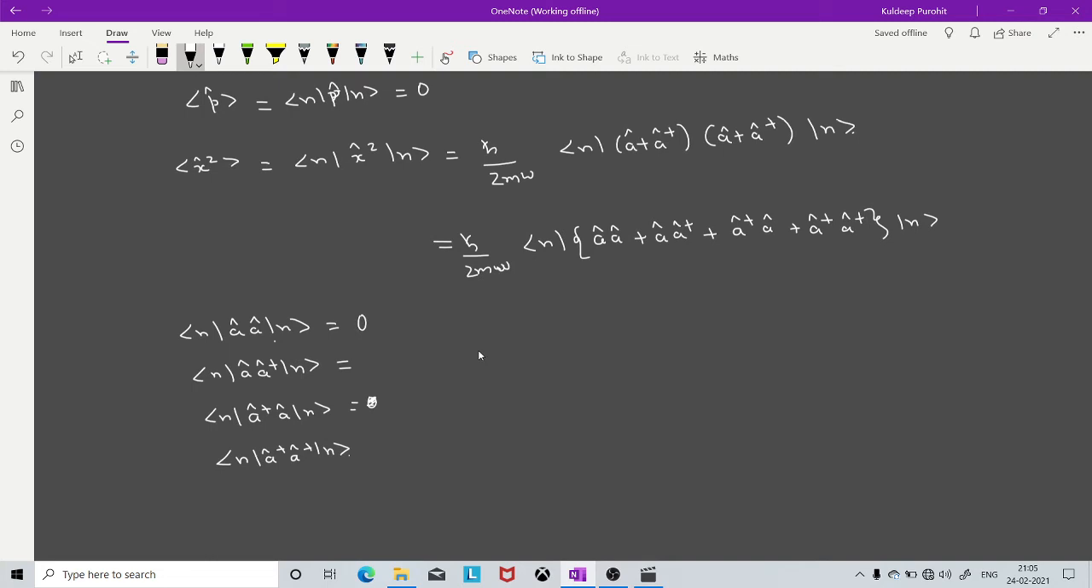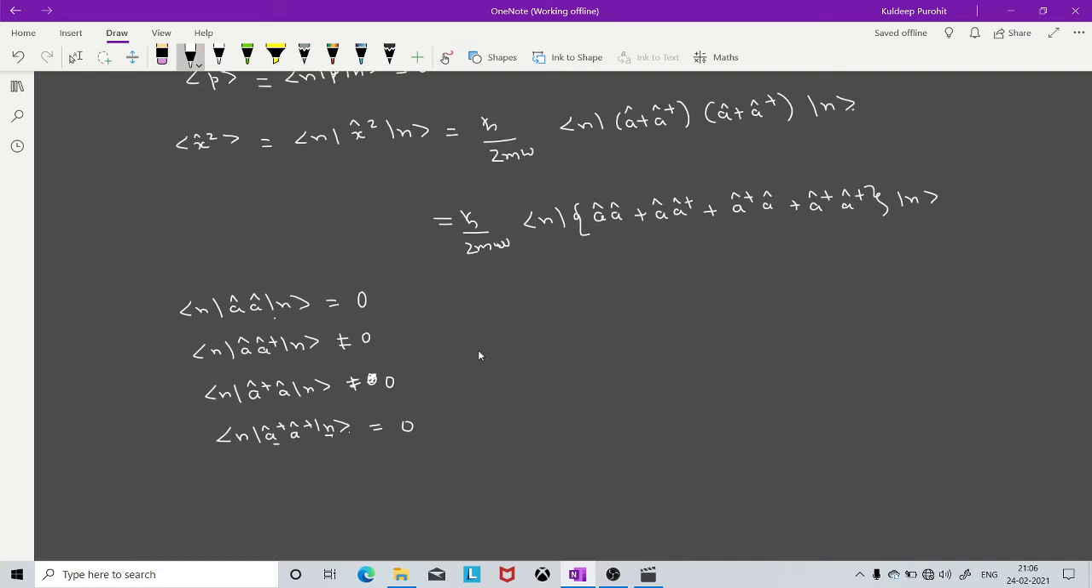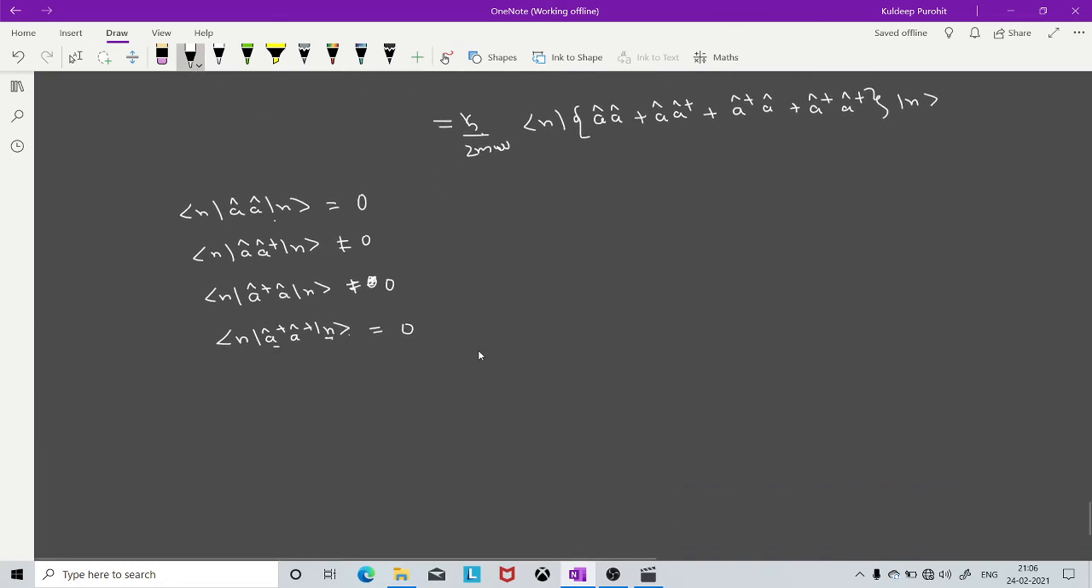Here you are having n, so when a dagger operates on n it will give you the state n plus 1. Again a dagger will operate on this, so you will get n plus 2, and n into n plus 2 will again be 0, but these two terms will not be equal to 0. So you have to calculate these two terms, and once you calculate these two values and substitute here, you will get the expectation value of x square operator equal to h cross by 2m omega into 2n plus 1.